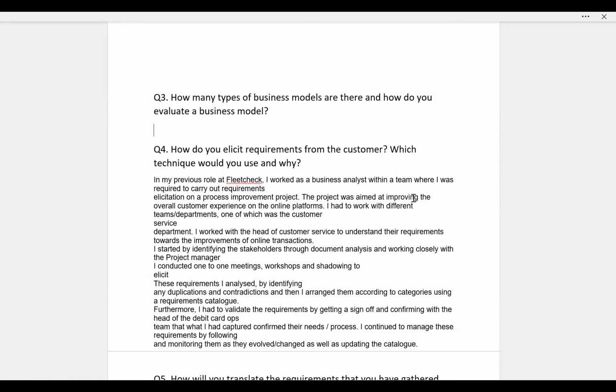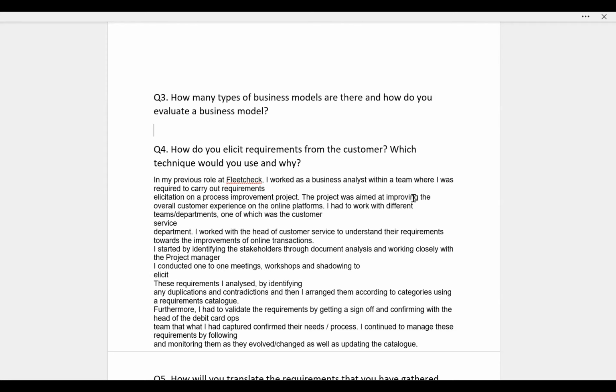Then you will say that the first thing I did, before going to requirement elicitation, was to understand the scope of the business need. First understand the scope: what is in scope and what is out of scope.